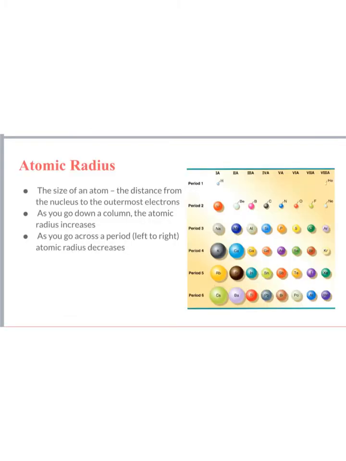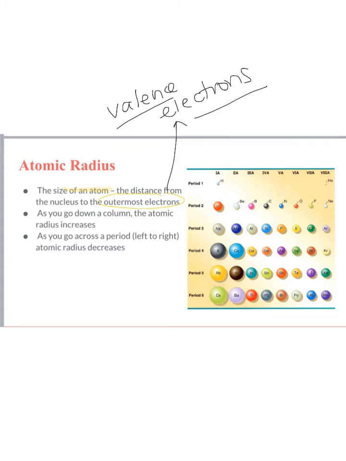So we're going to look at something called atomic radius. An atomic radius is the size of an atom. So it's the size of the entire atom. It's the distance from the nucleus, which is where our protons and neutrons are housed, all the way to the outermost electrons. And remember, I threw a vocab word at you in a previous video. We called these valence electrons. So these outermost electrons are very important. They're called valence electrons, and we're going to talk about them a lot in this unit.